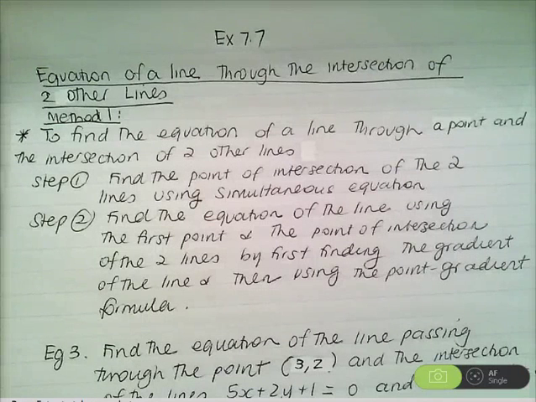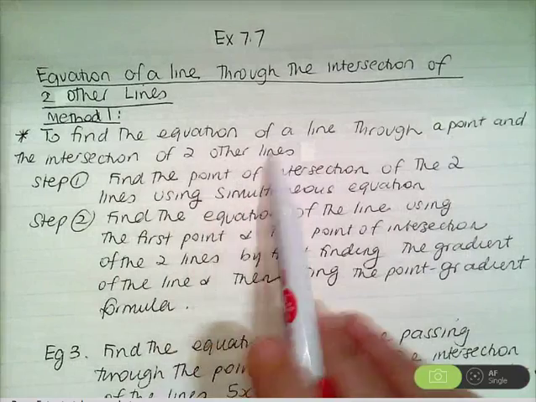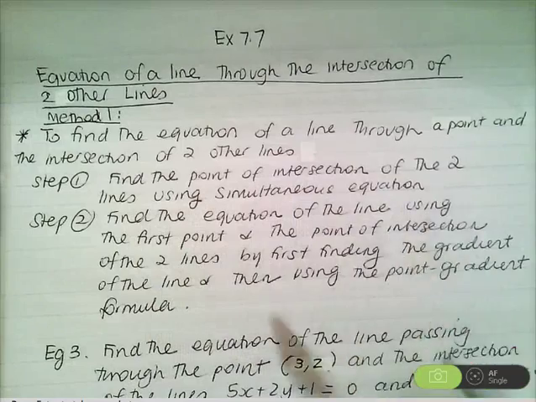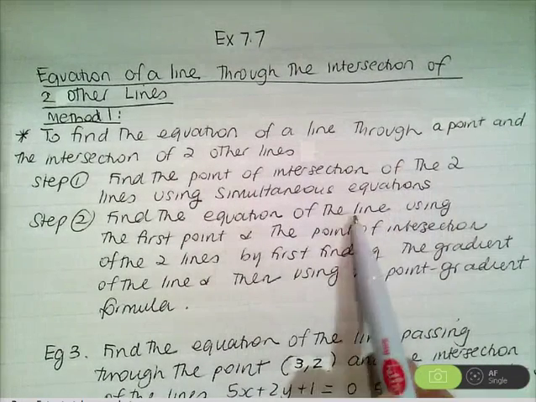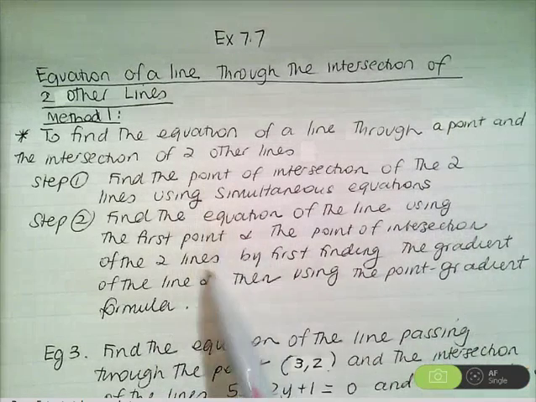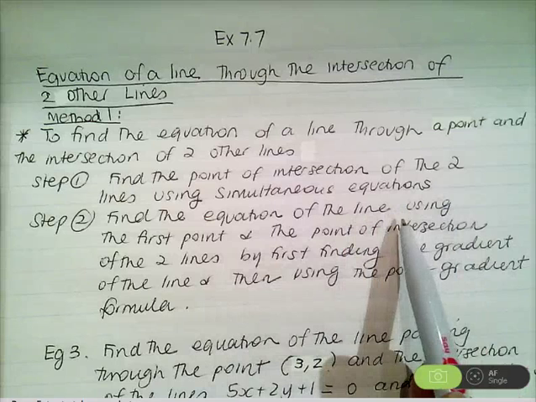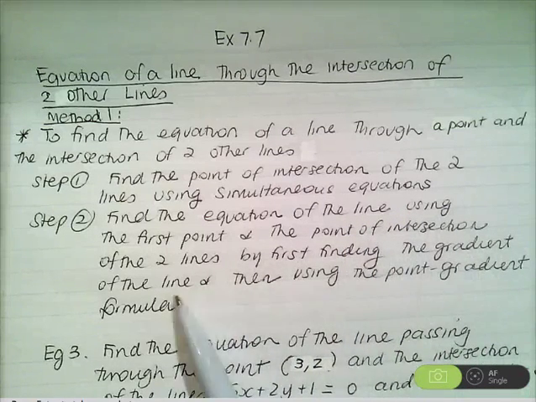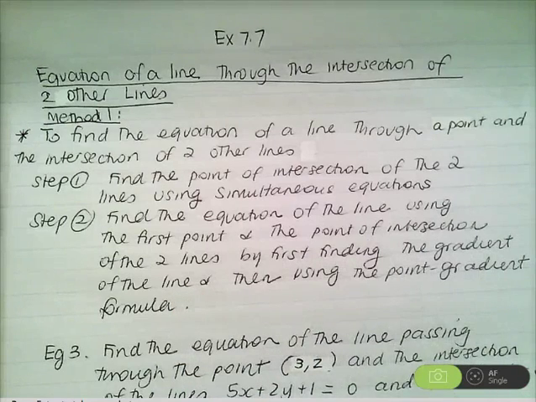Okay, now, the last part of this exercise 7.7 is how to find the equation of a line through the intersection of two other lines and another point. So, to find the equation of a line through a point and the intersection of two other lines, this is what we do. We find the point of intersection of the two other lines using simultaneous equations, and then we find the equation of the line through this first point here and the point of intersection of the other two lines. So in other words, we're now just finding the equation of a line passing through 2 points. And we'll do that by first finding the gradient of the line joining those 2 points, and then using the point gradient formula. So here is an example here, okay?